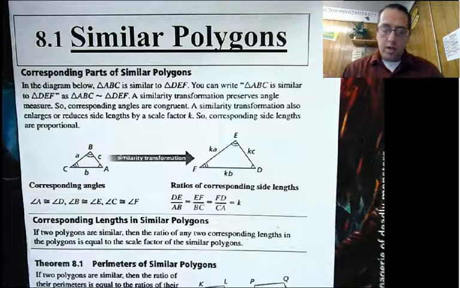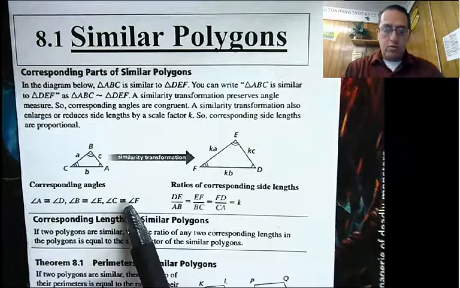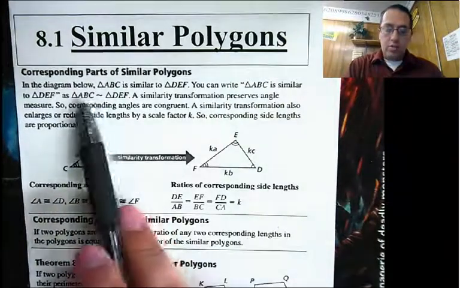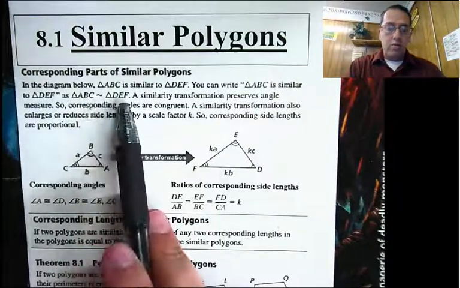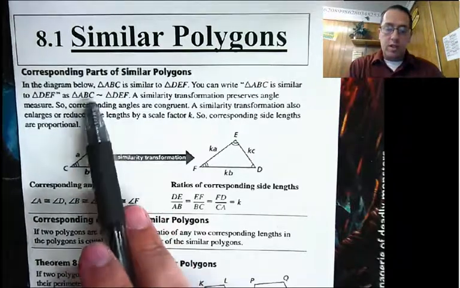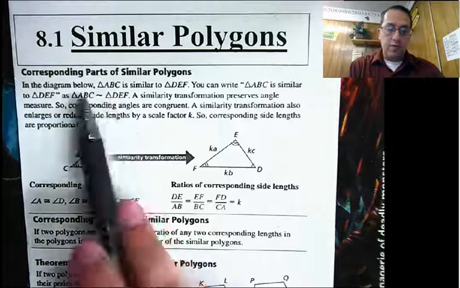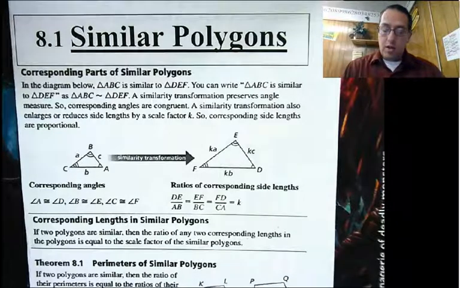All right. So the things to remember, the corresponding angles will be congruent. And in your similarity statement, they need to stay in the same order just like they were in the congruent statement. So ABC, A corresponds to D, B corresponds to E, C corresponds to F. So those angles are still going to be congruent, just like in the congruent statement we had earlier. All right. Now, the sides are not congruent. The sides are going to be proportional.